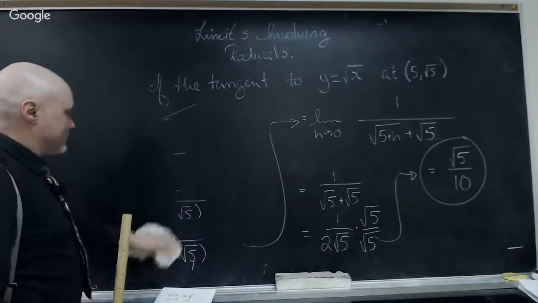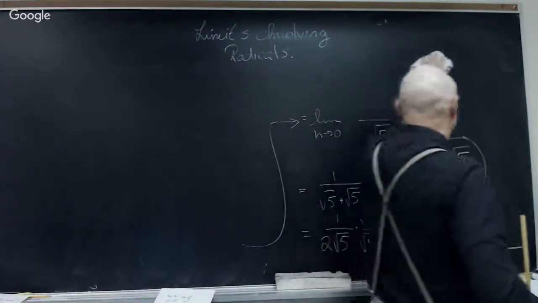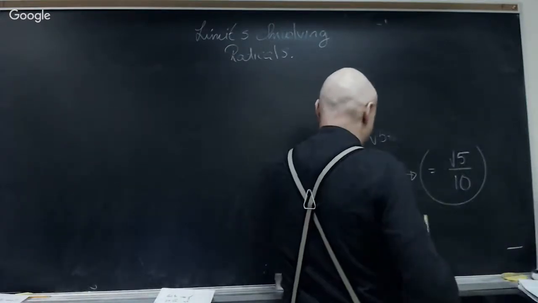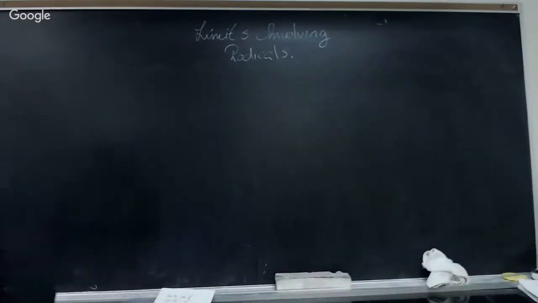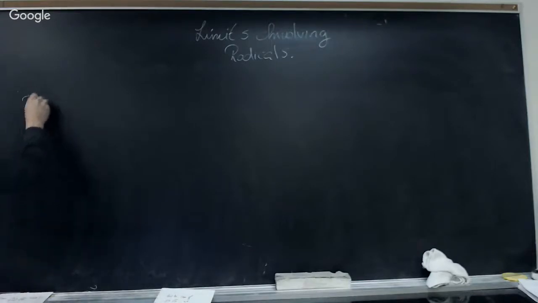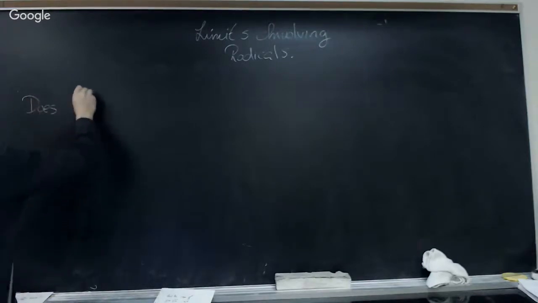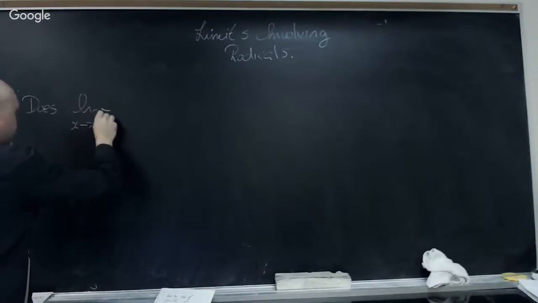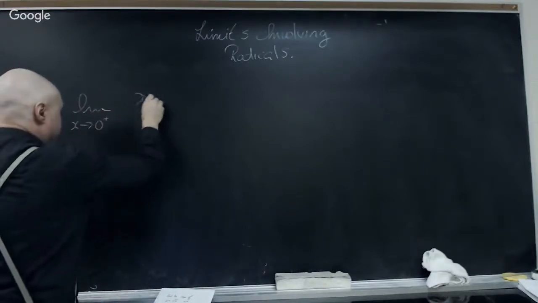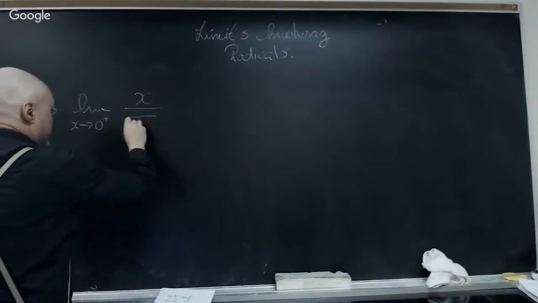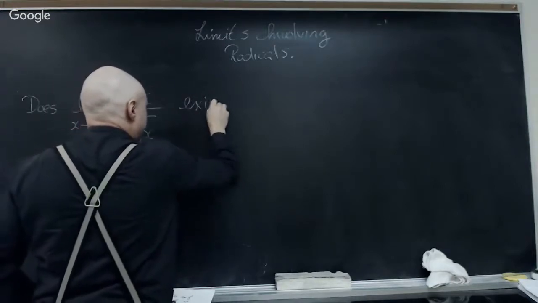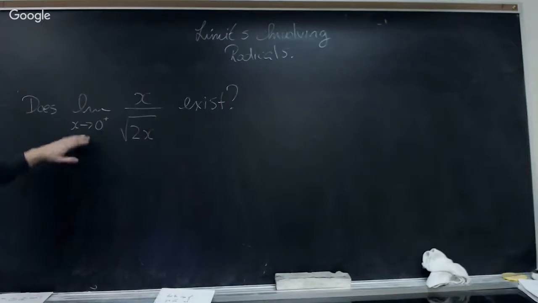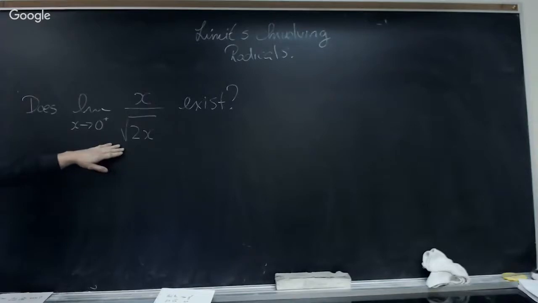One last example. This one's a little less germane. It's more thought-provoking than it is related to calculus and finding the difference quotient, but it does relate to limits. Okay, so the question is, does the limit as x approaches 0 from above of this weird function, x over the square root of 2x, I'll keep my x's consistent here, actually exist?